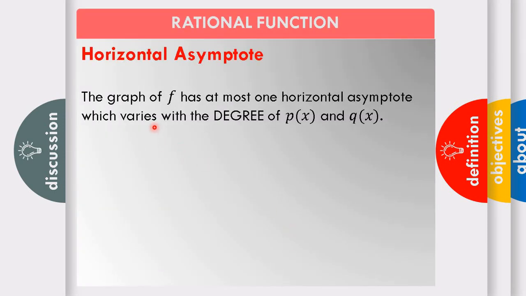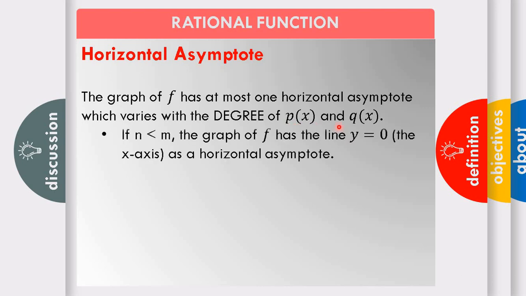So the graph of f has at most one horizontal asymptote, which varies with the degrees of p of x and q of x. First one, if n is less than m, where n is the degree of the leading term of the numerator, while m is the degree of the leading term of the denominator, then the graph of f has the line y equals 0. So basically, if the degree of the numerator is less than the denominator, the graph has a horizontal asymptote of 0.